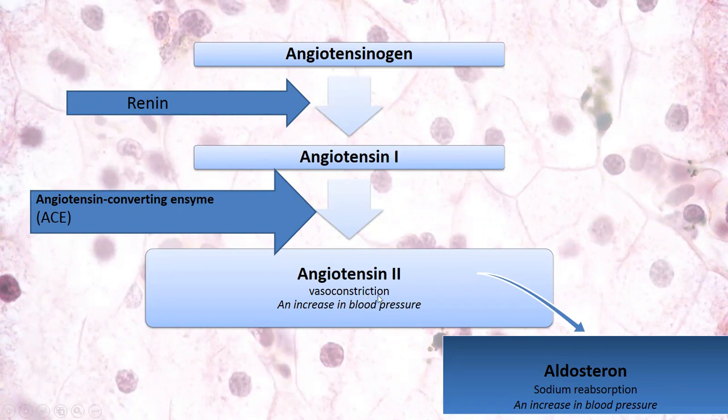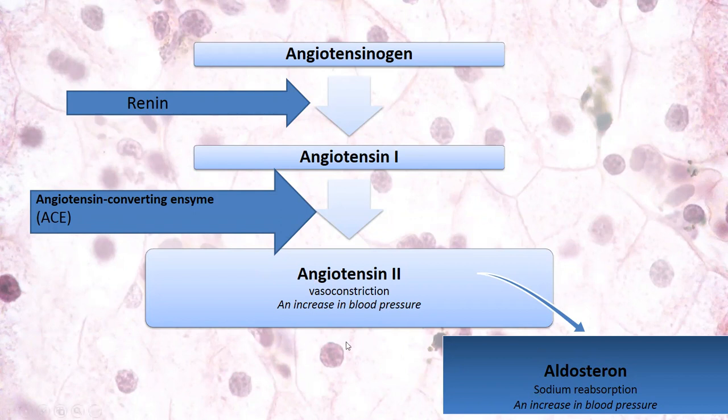chain of reactions. And angiotensin 2 is active, and it causes vasoconstriction, constriction of the blood vessels, and it results in an increase in blood pressure. And also angiotensin 2 activates production of aldosterone by the adrenal glands, and it activates sodium reabsorption. Sodium reabsorption results in the activation of water reabsorption, and it increases blood volume by absorption of water.